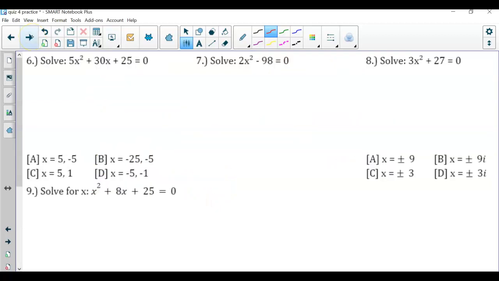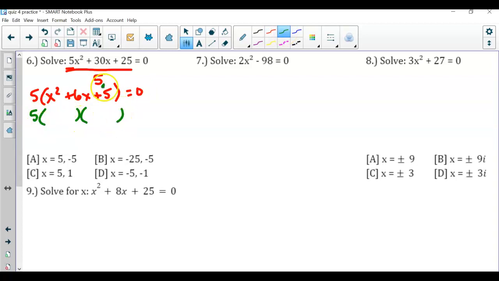Then question number 6, we are solving. Notice how a is greater than 1, it is 5. So do we have a GCF? Yes, we can take out that greatest common factor of 5. So I've got 5 times x squared plus 6x plus 5 is equal to 0. Now we can go through and continue our factoring. So here, what two numbers multiply to get us 5 and add to get us 6? Positive 5 and positive 1.